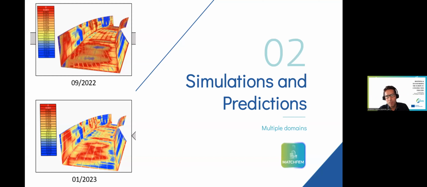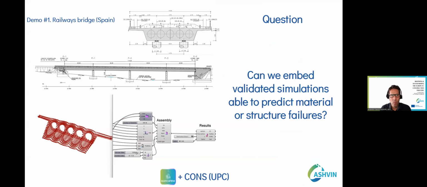On the other hand, simulations and predictions, multiple domains, and here I present this name ASHVIN, which is one of the enablers to link these simulations with the digital twin. For one demo, which belongs to the bridges domain, we have developed this connection with numerical methods to predict nonlinear failure of the structure or of the material. So the question here has been, can we embed validated simulations able to predict material or structure failures within this digital twin?